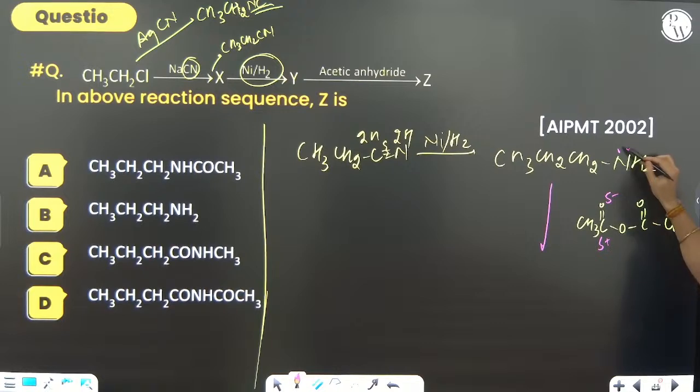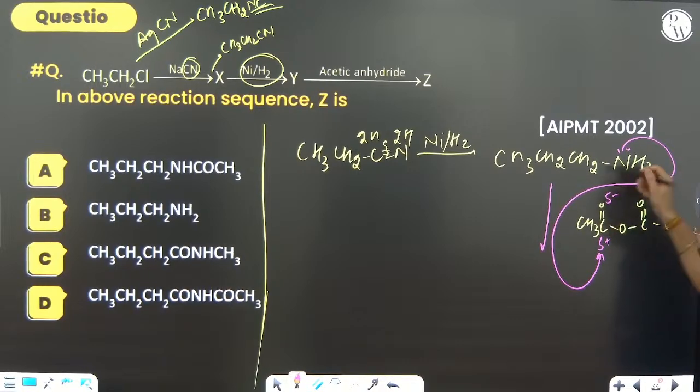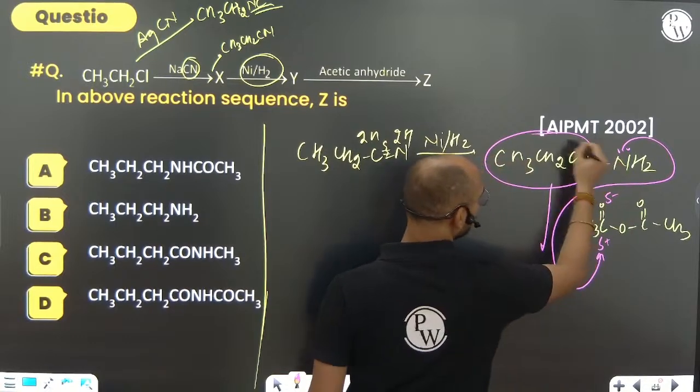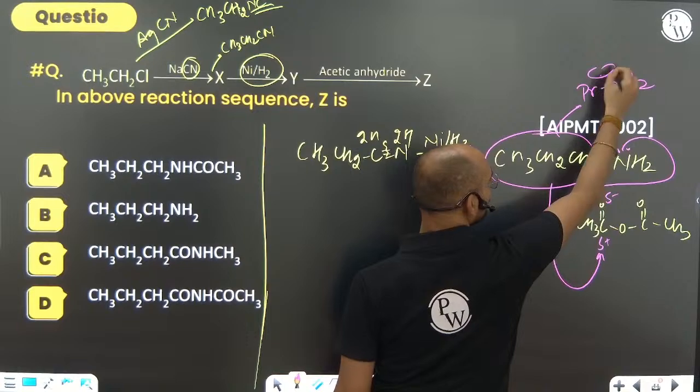So what will happen? It is nothing but a nucleophile. Can you see the carbon has delta positive? What will happen? It will attack on this. Can you see it is nothing but PrNH2? So this is nothing but PrNH2, and this nitrogen is attacking here.